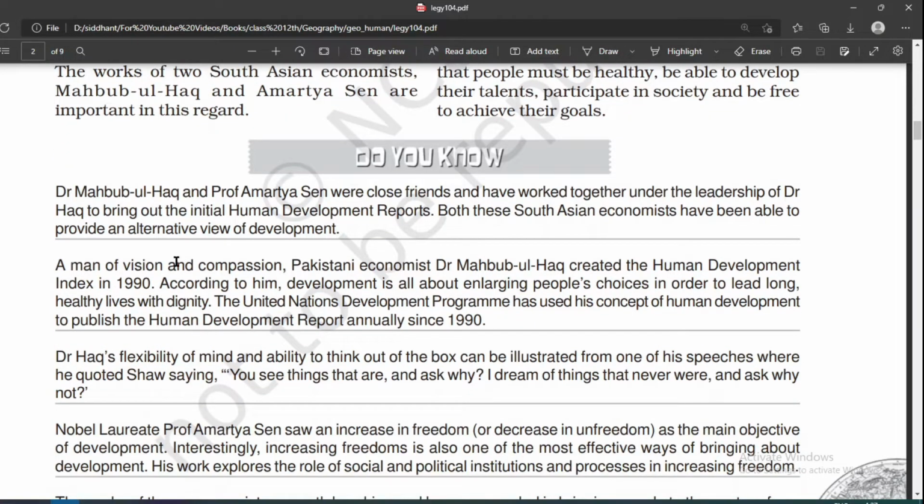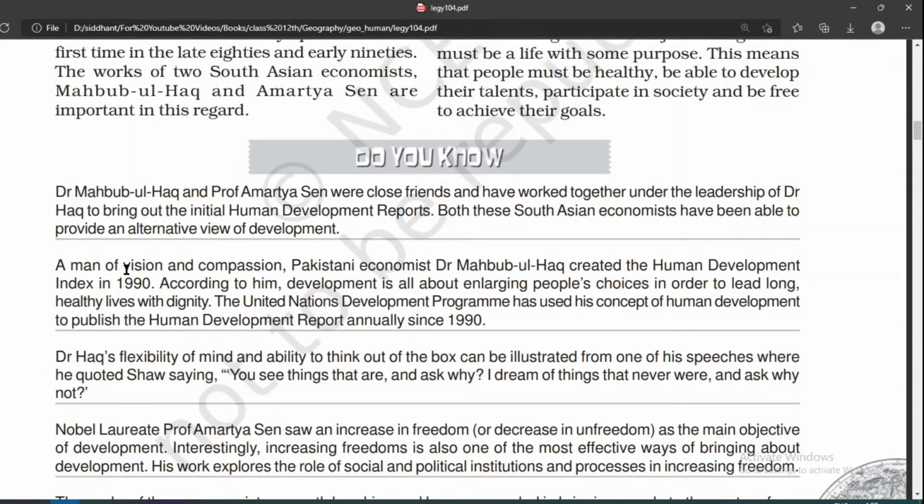A man of vision and compassion, Pakistani economist Dr. Mahbub ul Haq created the Human Development Index in 1990. According to him, development is all about enlarging people's choices in order to lead long, healthy lives with dignity. The United Nations Development Programme has used this concept of human development to publish the Human Development Report annually since 1990.